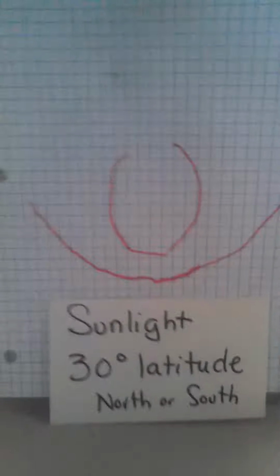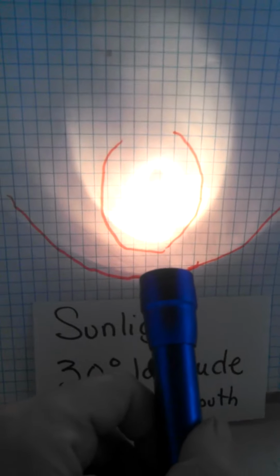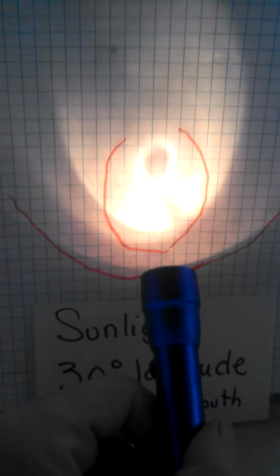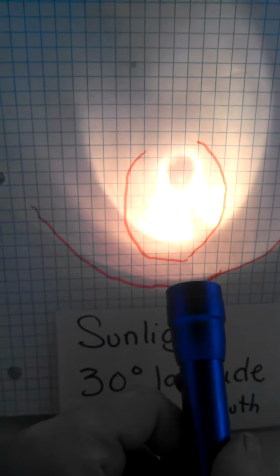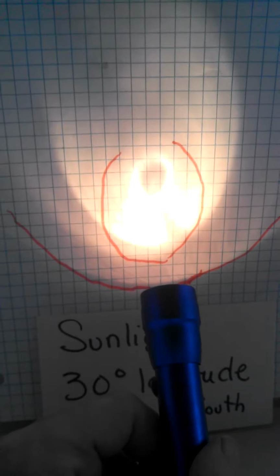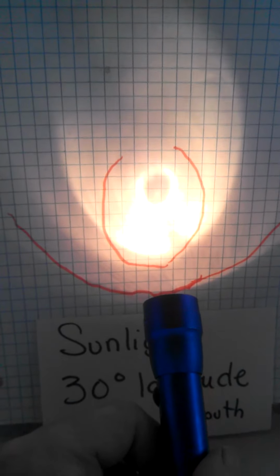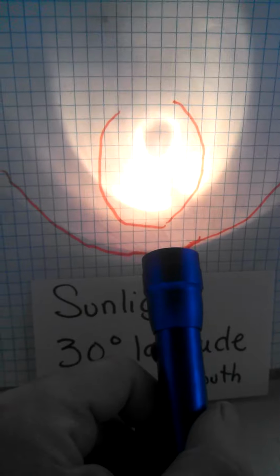If I take my protractor and adjust it to 30 degrees, and I adjust my flashlight to match up with that angle, I would then see the amount of light at this latitude, and we could then count again the number of squares that this light is taking up and see if there's a difference between 15 degrees north and south, and the difference between that and 30 degrees north and south.